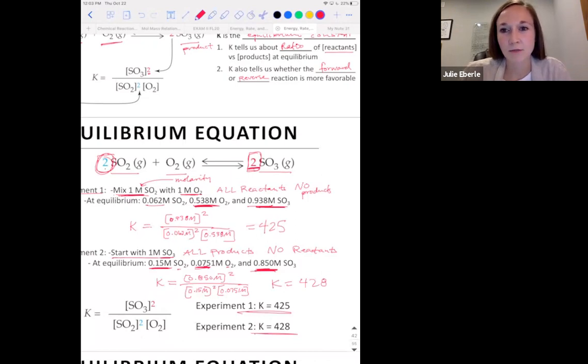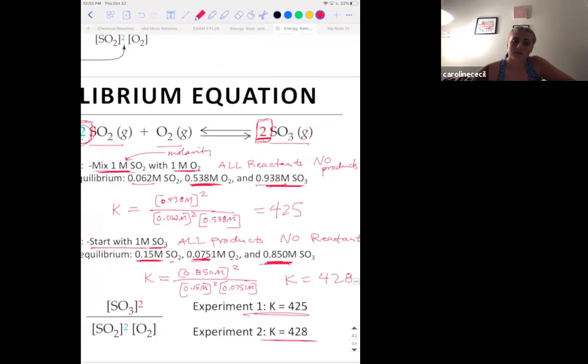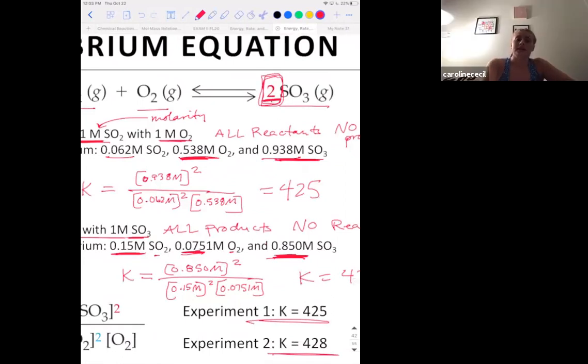Caroline, what's your question? Okay, so the squared is the moles that you have of that thing? The squared is just we're taking the coefficient and plugging that in as the exponent. Yes. So when it says to start with 1 mole of SO3, like on number 2, do we still put the 2 up top, even though you're starting with 1 mole?